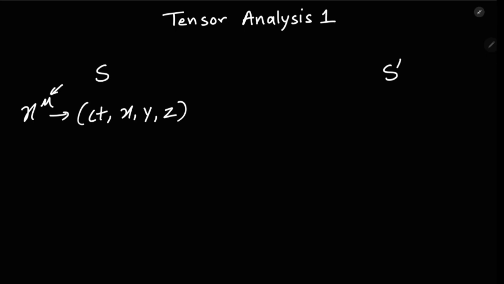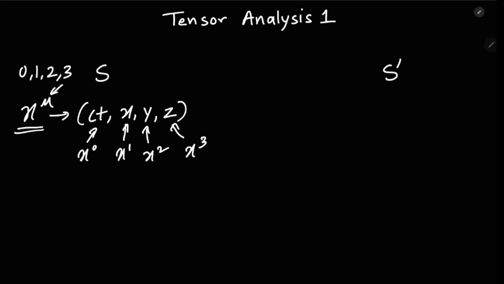Note that this mu over here runs from 0 to 3 and x mu is just a shorthand of writing these spacetime components. So ct is x0, x is x1, y is x2 and z is x3. Now when we go from S reference frame to S prime reference frame, we have a new set of coordinates associated with S prime frame. These will now be denoted by x prime mu. This is equal to ct prime, x prime, y prime, z prime.